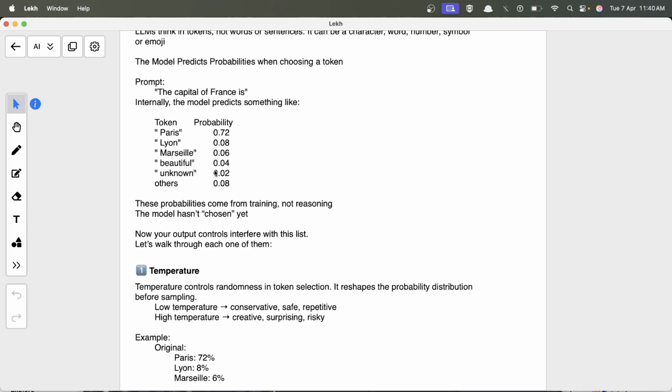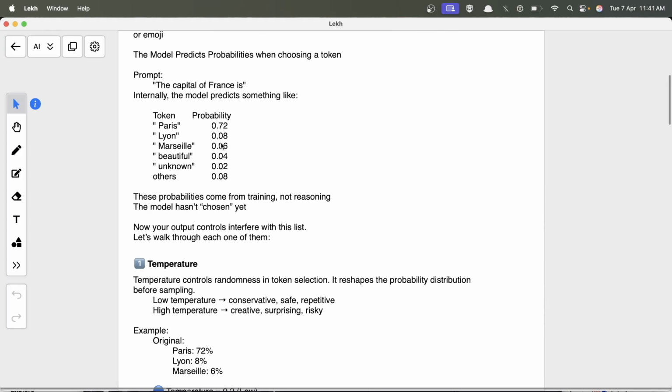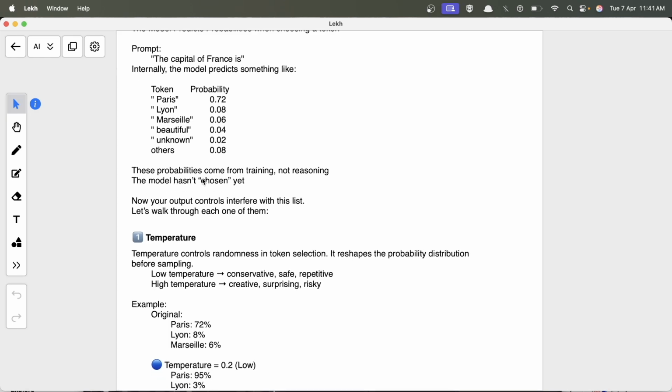Based on the parameters that have been provided to it, like temperature, top P, top K, which we will see later in the video, it will choose the token with the highest probability most of the time. Here, as the token Paris has the highest probability, it will choose it as the next token in the output. These probabilities come from training, on vast knowledge, and from the context that you provide in the input. Based on all that, the probabilities are decided, tokens are chosen, and output is returned to the client.